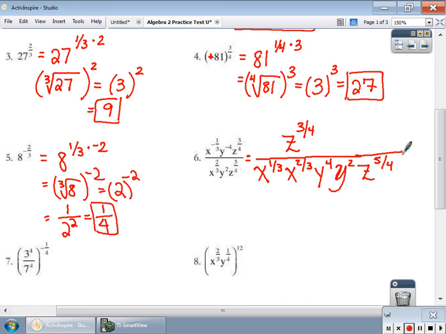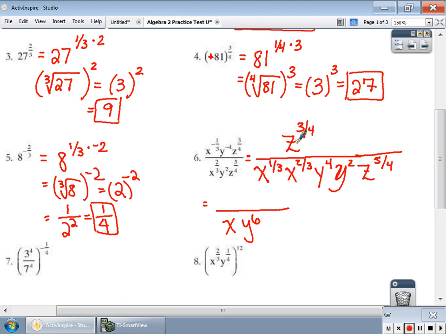And so now we've just got to figure out what to do with our exponents. X to the 1/3 times x to the 2/3, you're going to add these exponents together. If you have 1/3 and you add 2/3, you get x to the 1st power. Now you could write a 1 here if you wanted to. I'm not going to. Y to the 4th times y to the 2nd. Again, we're going to add those exponents. That becomes y raised to the 6th power.